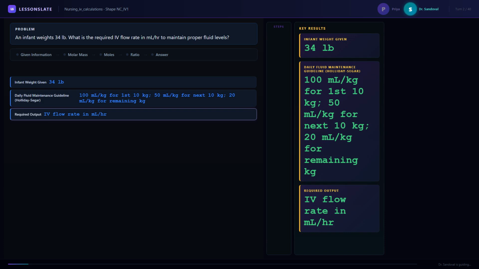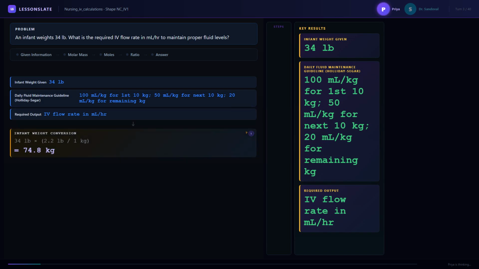20 kilograms. Now, looking at the problem, we're given the infant's weight in pounds and asked for an IV flow rate in milliliters per hour. What's the very first conversion you think we need to make to use our fluid guideline? Okay, that guideline makes sense. So, since the infant weighs 34 pounds and the guideline uses kilograms, I'll definitely need to convert the weight first. I think I would multiply 34 pounds by 2.2 pounds per kilogram, right? So, 34 times 2.2 gives me 74.8 kilograms.